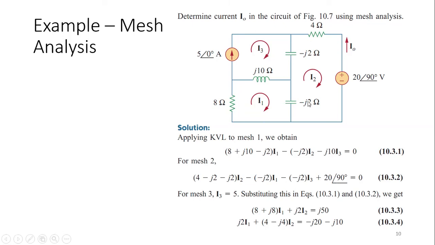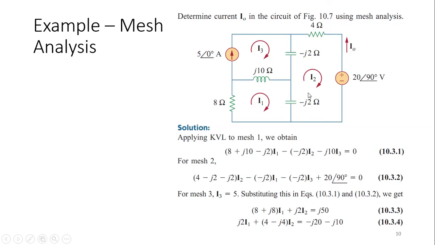Applying KVL to mesh 1 would result in 8 ohms plus j times 10 ohms minus 2j. This is the direct method of applying KVL. We could write 8 I1 plus 10j times (I1 minus I3) minus j2 times (I1 minus I2). And this is the simplified form of this equation.